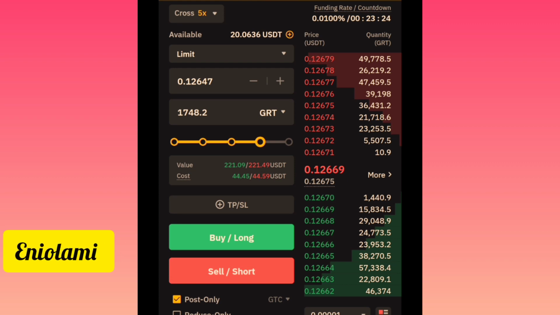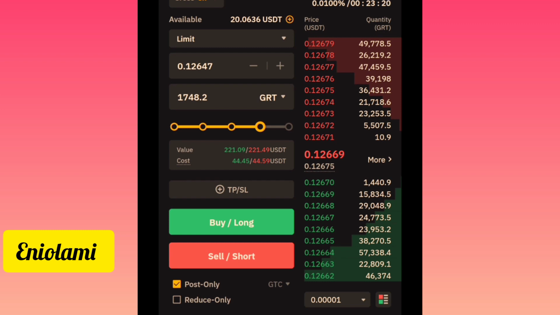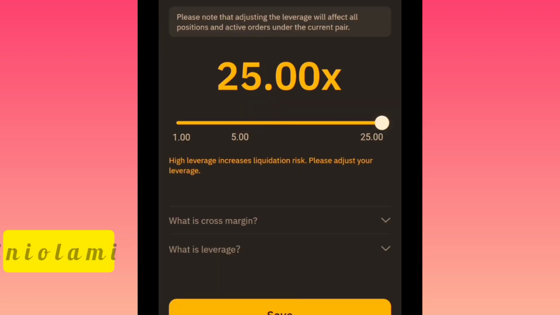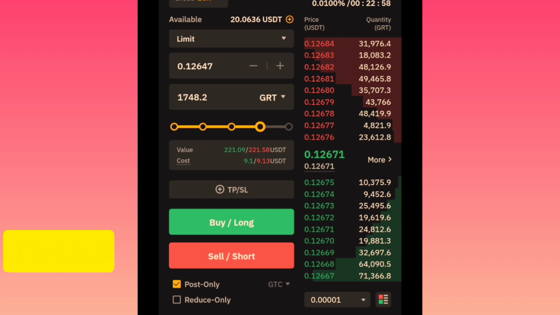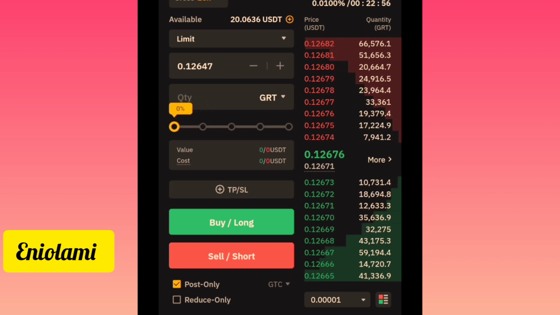For this pair, for me to trade on 5x, I need a higher margin. For some pair like BTC, I can enter BTC with as low as $2 and use higher leverage of 100x. So if I put this back to 25x, let's see what my margin will be. Automatically, I can enter this trade with $9. You see what your leverage has to do with your trading.